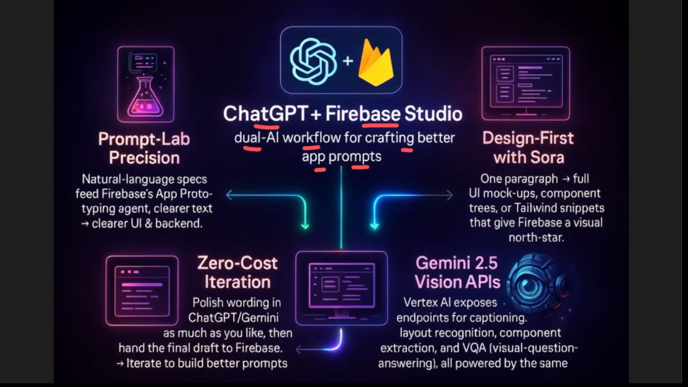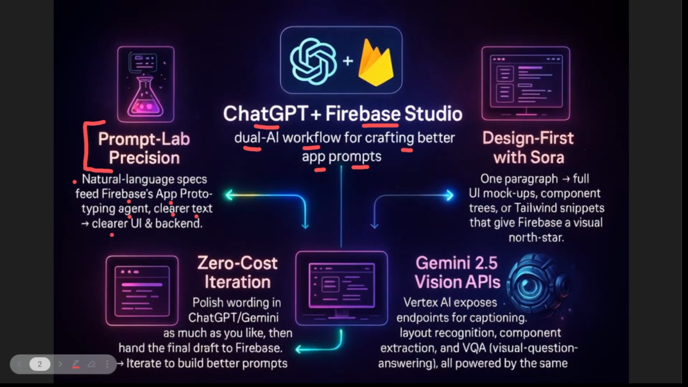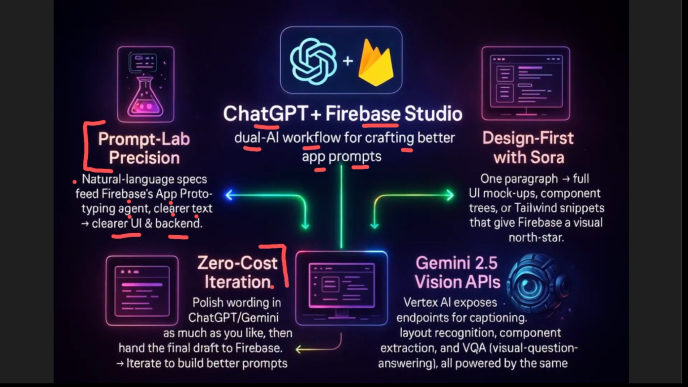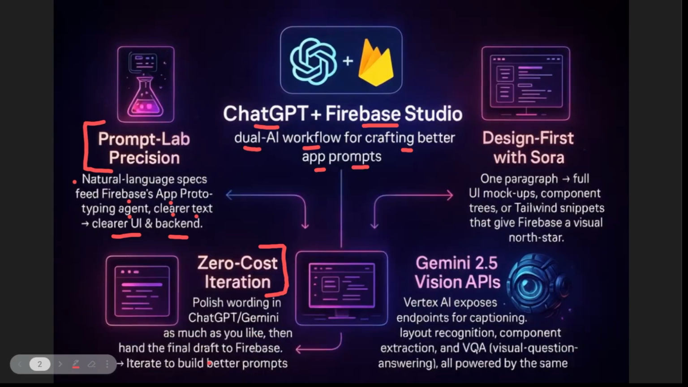So the idea is prompt lab precision. The idea is to use natural language specs with Firebase's app prototyping agent to create clearer text, clearer UI and backend. The idea is that you have zero cost iteration. Polish the wording in ChatGPT and Gemini as much as you like, then hand the final draft to Firebase. Iterate to build better prompts.